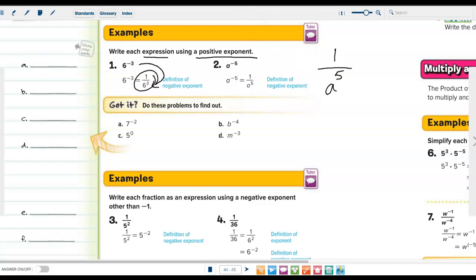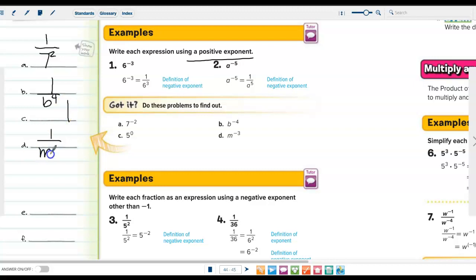It would have been 1 over 7 squared. Remember, we're not solving it because it said using a positive exponent. B should have been 1 over b to the fourth, sorry, I just read it wrong. 1 over b to the fourth. And C should have been what? 1. It should have just been 1. D should have been 1 over m to the third.